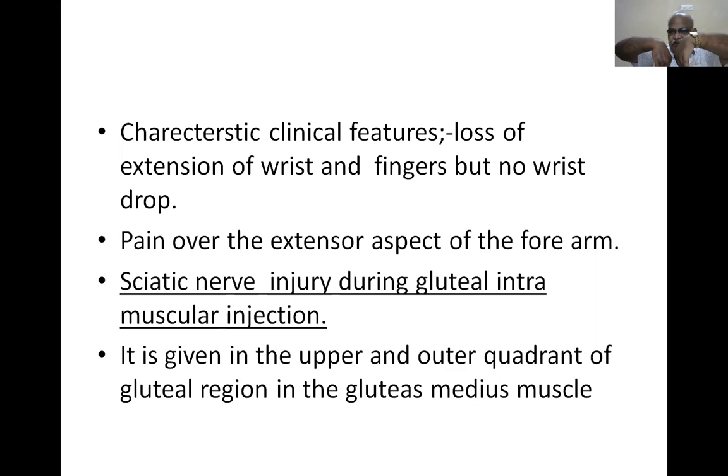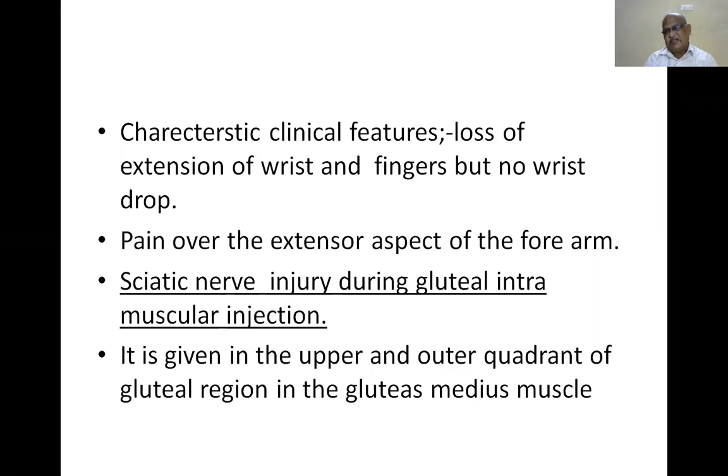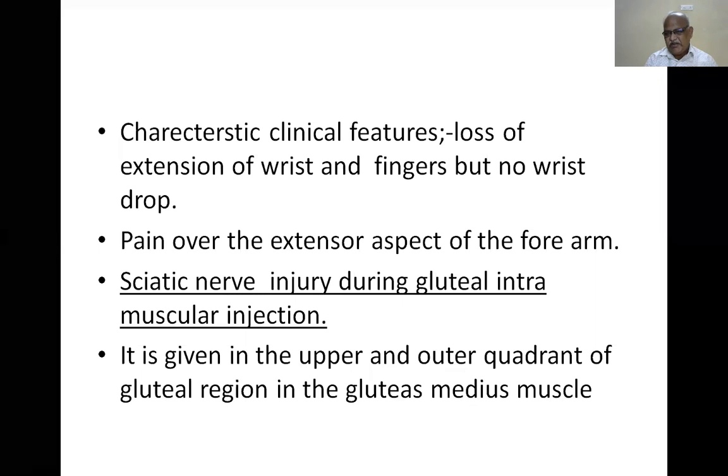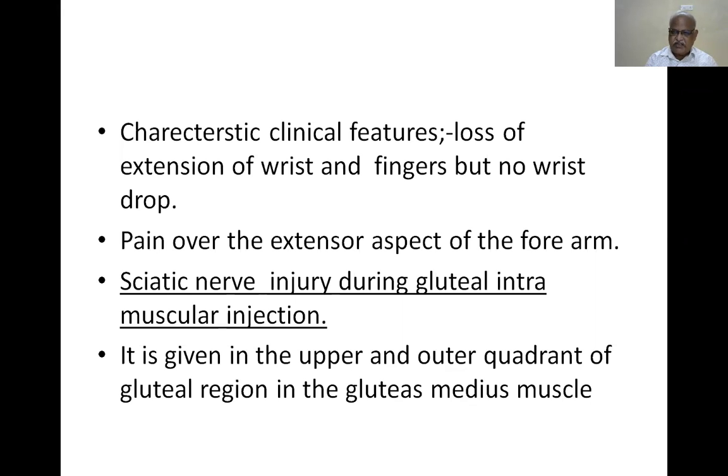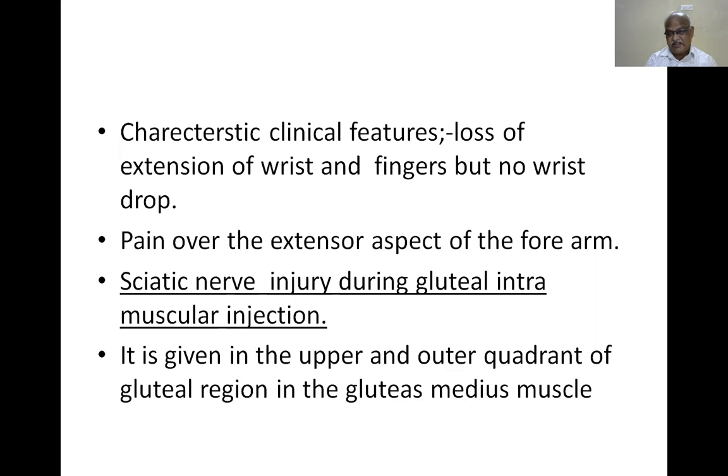Typically, this type of wrist drop does not occur when the deep branch of the radial nerve is compressed at the elbow level. So these are the characteristic features of injury of the radial nerve at the axillary level, at the midshaft level of the spiral groove or radial groove, and also at the elbow level. These three cause loss of extension of wrist and fingers, but no wrist drop occurs when the deep branch of the radial nerve is damaged or entrapped.